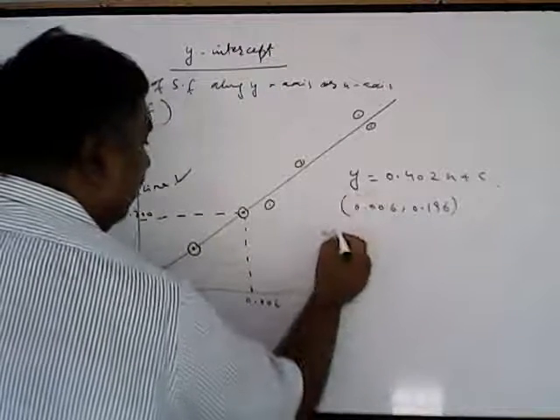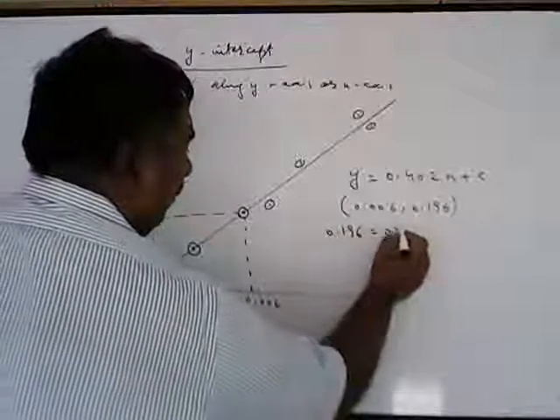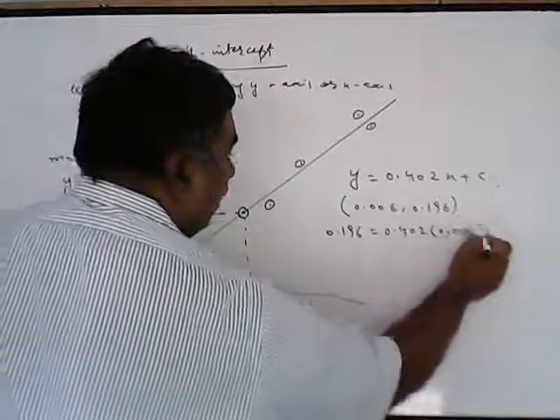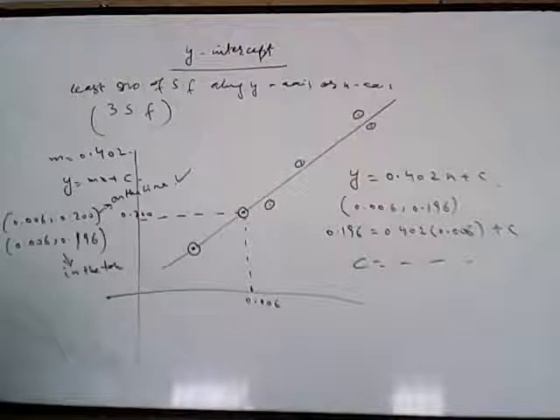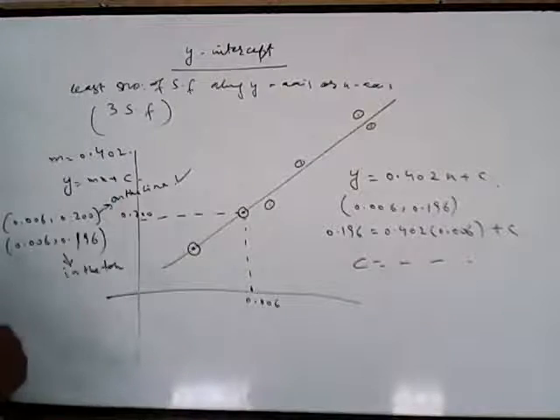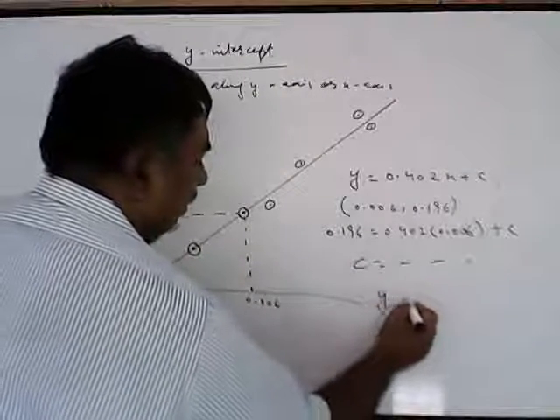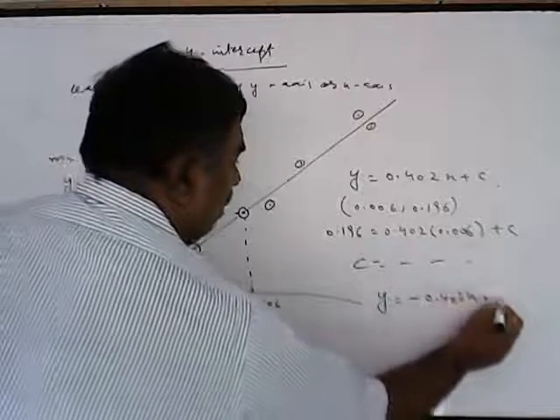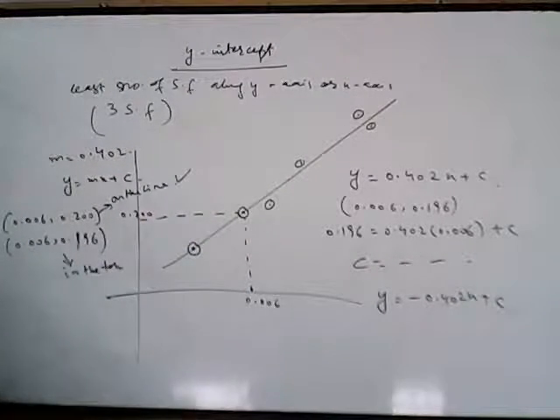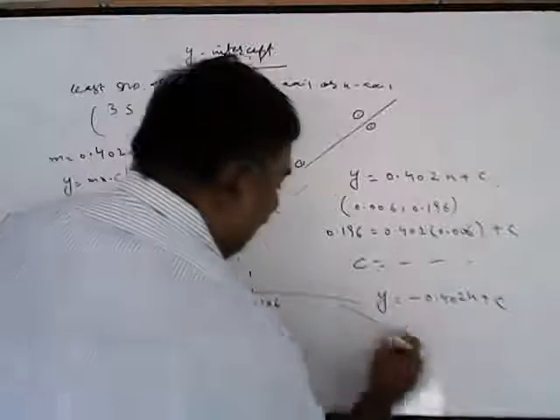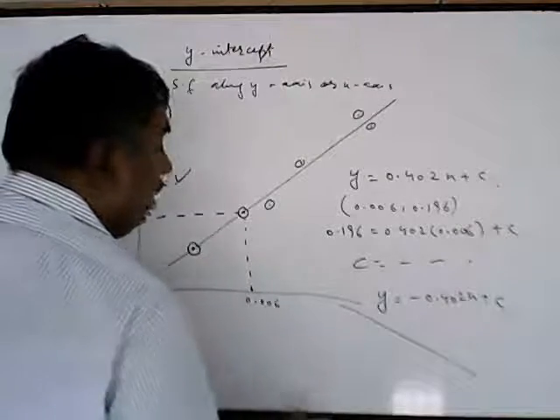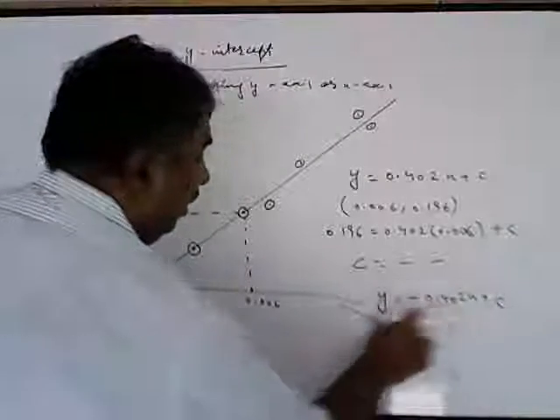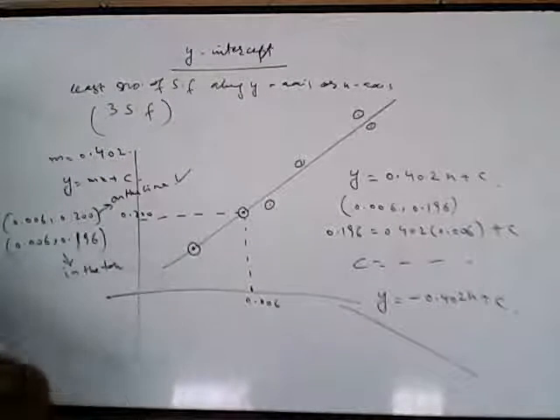If you put this here, this was 0.196, so 0.402 into 0.006 plus c, and calculate c, whatever comes. That will be the calculation of the y-intercept, and the y-intercept will always be in 3 significant figures. Again, if the gradient is negative, then you have to write minus 0.402x plus c. Usually the mistake made by students is with the negative gradient: if the line is like this one, they take the sign of the gradient, but then they forget to carry the negative sign when finding the y-intercept. It's very essential to take that sign also.